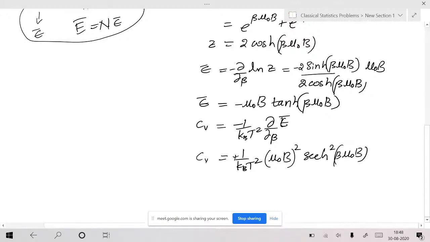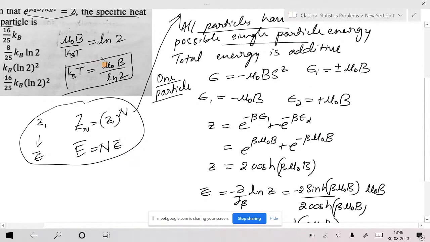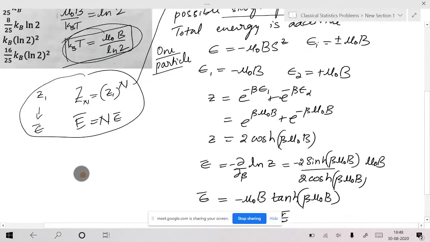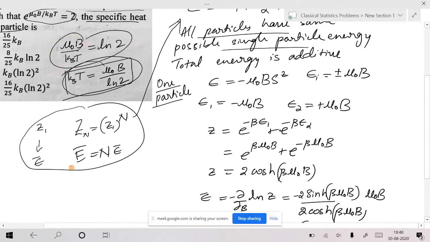Anyone quickly comment? Now you should find this one at this temperature. At this particular temperature he mentioned. That's why you have to put, look at here, let me write in beta. So again, you can write this one, 1 by kbt is actually beta, equal to ln of 2 by mu naught into b. You better write it like this.